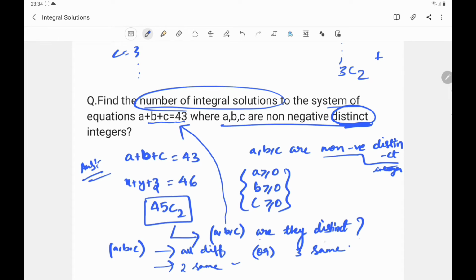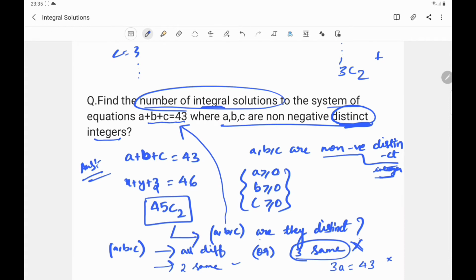Now if a, b, c are all same, then we will get 3a equals 43. This is not possible because 43 is not divisible by 3, so we are not going to get a as an integer. Since a must be greater than or equal to 0 and must be an integer, as written that it should be a non-negative distinct integer, this case, when all three are same, has no possibility.